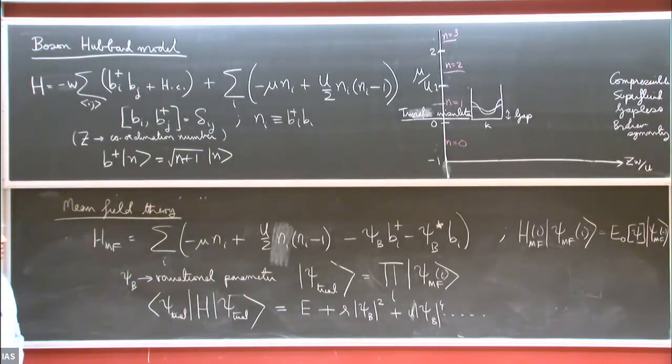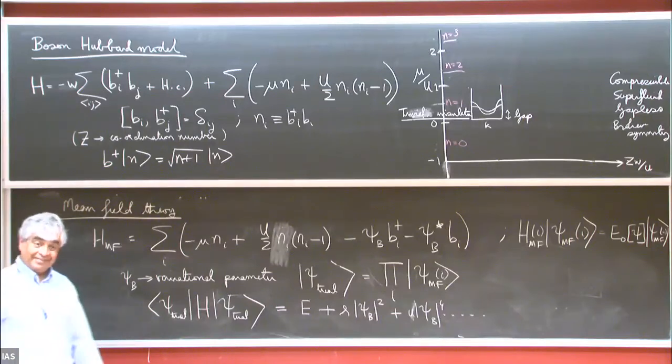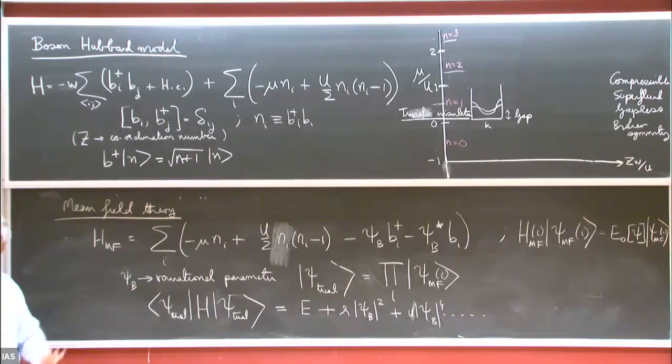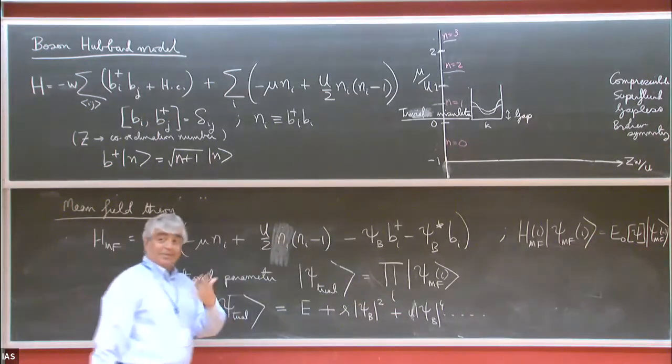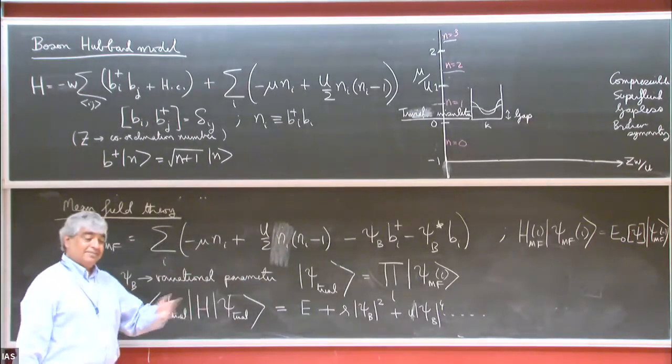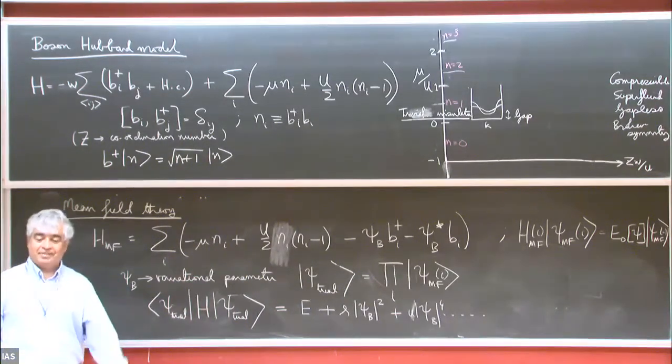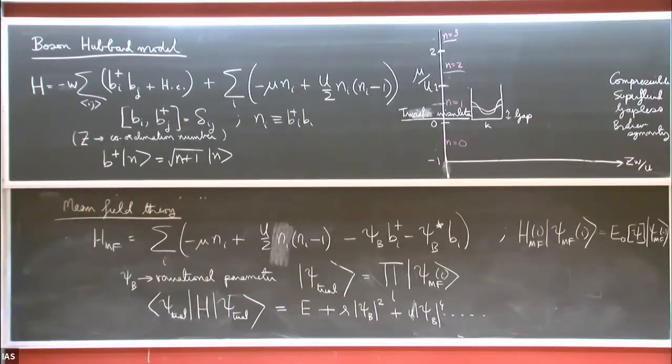Yes, I can ask if psi B depends on i or not. No, you can choose it to depend on i, but we'll choose not to. If you choose a psi B that depends on i, then you can get supersolid states, which will be states that are both superfluid and have some density modulation. But for this simple model, it's pretty clear that doesn't happen.